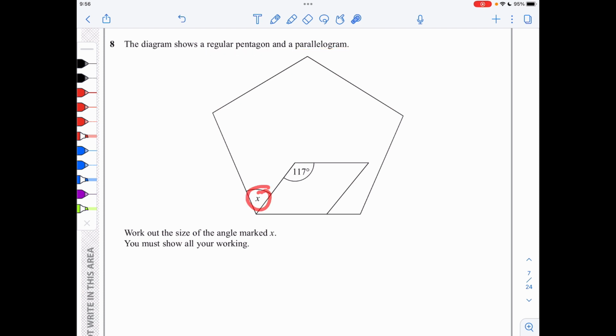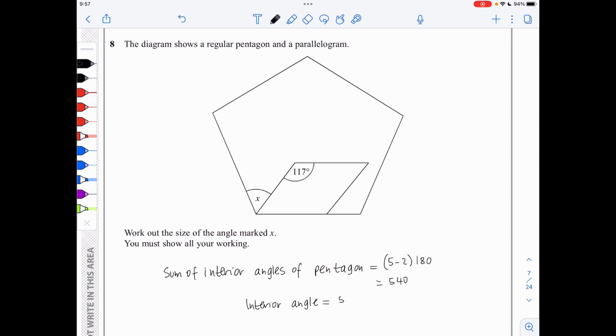I will actually start by considering the sum of the interior angles of a pentagon, which can be found by doing (5 − 2) times 180. Remember, it's (n − 2) times 180, where n is the number of sides. This turns out to be 540, and therefore each interior angle would be 540 over 5, which is 108 degrees. And therefore, going back to my diagram here, this angle here is 108 degrees.